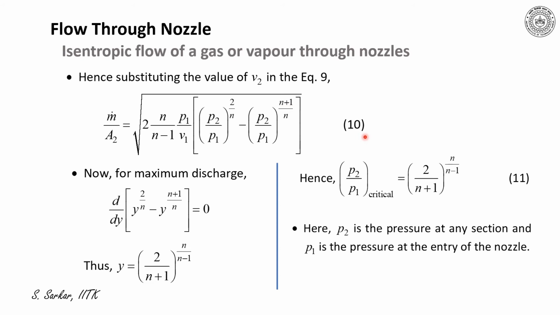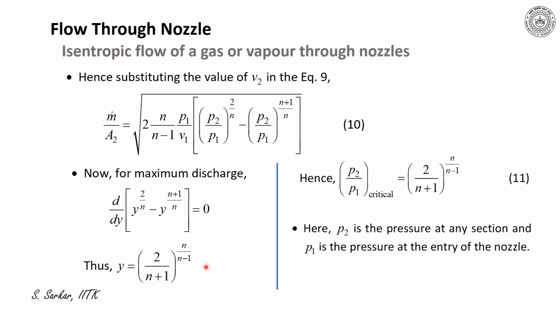which is equation number 10. Now look here, P1 and V1 are the inlet pressure and volume, which are considered as known quantities, and P2 by P1 is the pressure ratio. Thereby, mass flow rate through the nozzle would depend on the pressure ratio. Let us consider P2 by P1 is equal to y. Now, for the maximum discharge, I can write d by dy within the bracket y to the power 2 by n minus y to the power n plus 1 by n is equal to 0, which gives y is equal to 2 divided by n plus 1 to the power n divided by n minus 1.